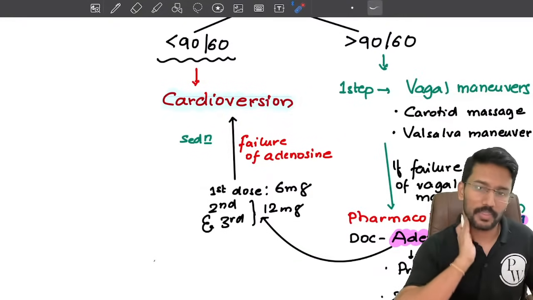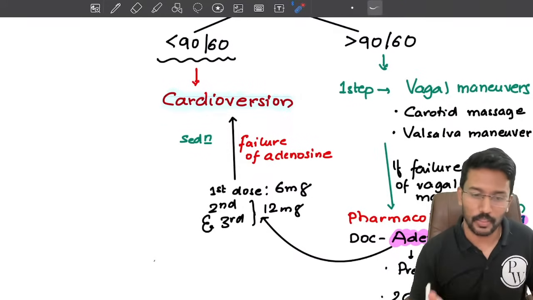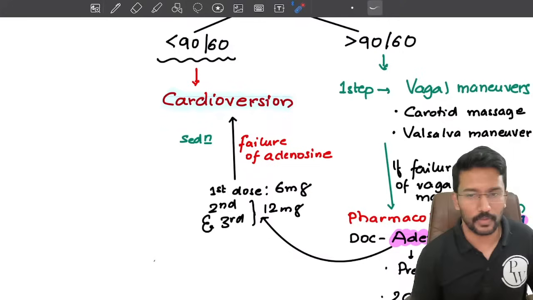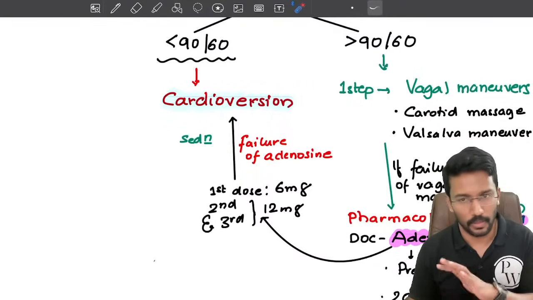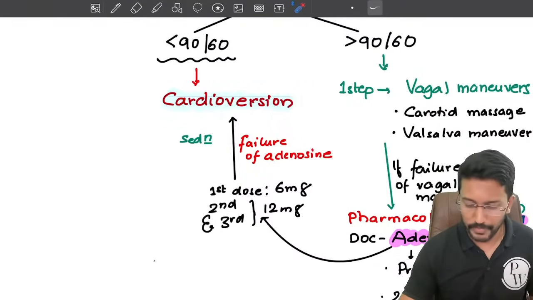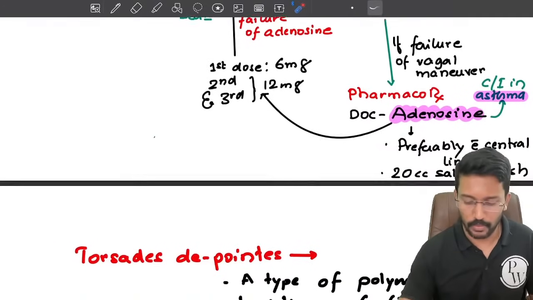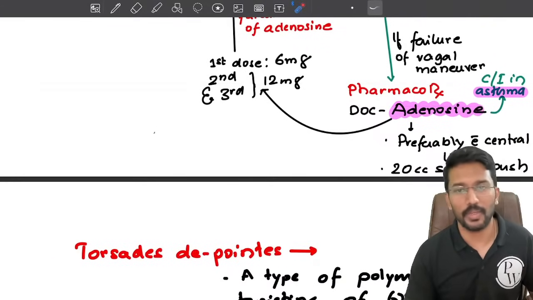We try to do carotid massage or Valsalva maneuver. Vagus nerve, if it is stimulated, it will slow down the heart rate and it can help you to convert the SVT to normal sinus rhythm. Not very effective. If it fails, we have to think of drugs. The drug of choice here is going to be adenosine.